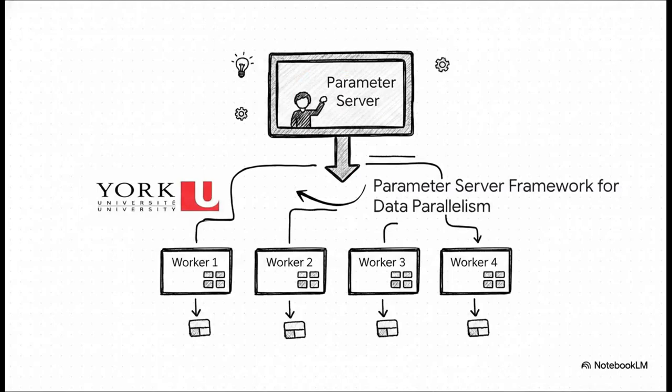To solve this, we usually rely on something called the parameter server framework. Picture it like a classroom. You have a central parameter server up at the top. Think of it as the teacher that maintains the master copy of the global model weights. Then you have your independent worker nodes down below, represented here by machines 1 through 4.